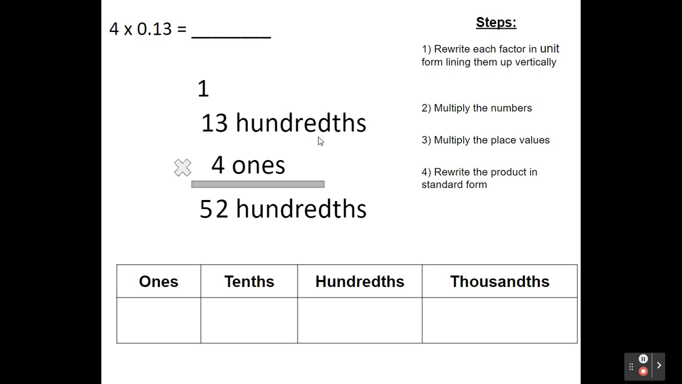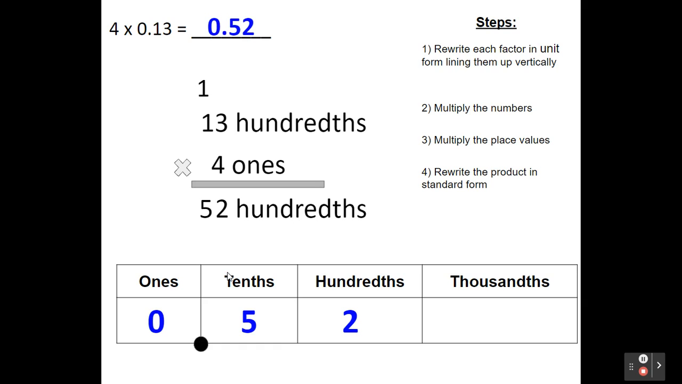We're going to place 52 hundredths in the place value chart. So since the 2 in 52 is the last digit, that's going to go in the hundredths place. The 5 is regrouped to the tenths place. There's nothing in the ones place, so we can place a 0. Now remember, the decimal point always goes between the ones and the tenths place. So our answer is 0 and 52 hundredths.